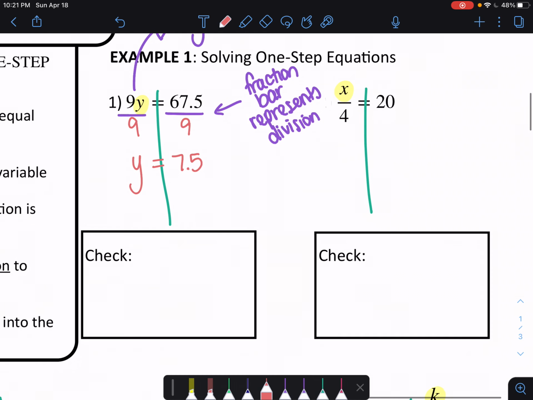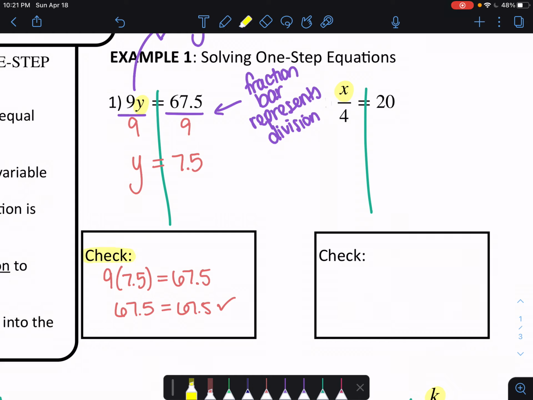So now I'm going to check and make sure. So I'm going to do 9 times 7.5 is equal to 67.5. And then I'm going to go ahead and check that in the calculator. 9 times 7.5 is indeed 67.5. And just a reminder that this checkbox should always be true. So if you are getting something in the checkbox that is false, then you need to go back into your original work and check that you did not make a mistake in your calculations above.